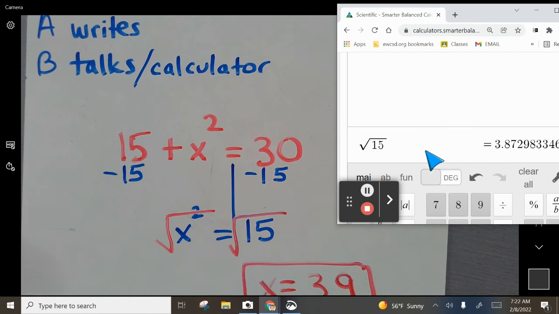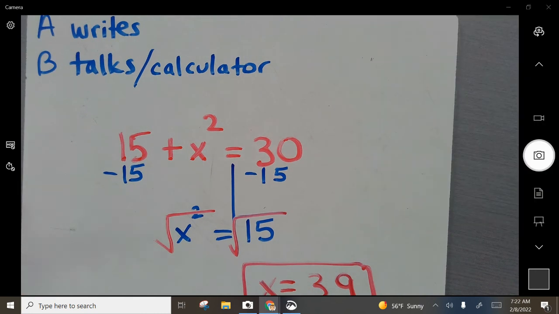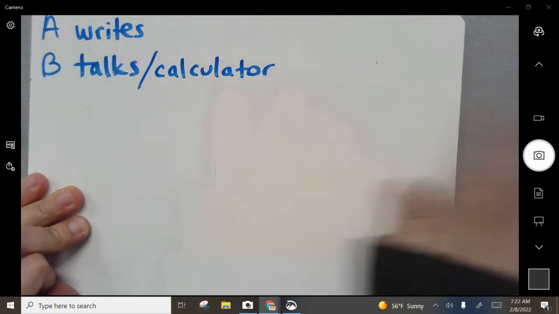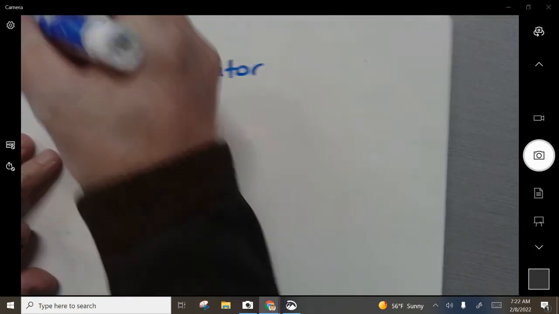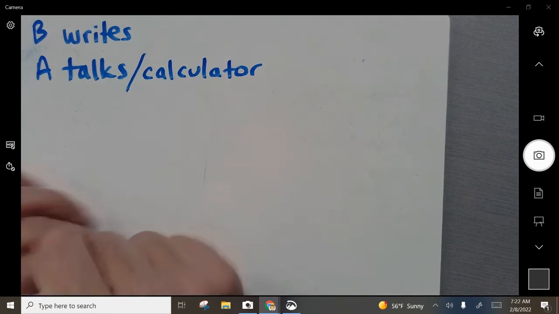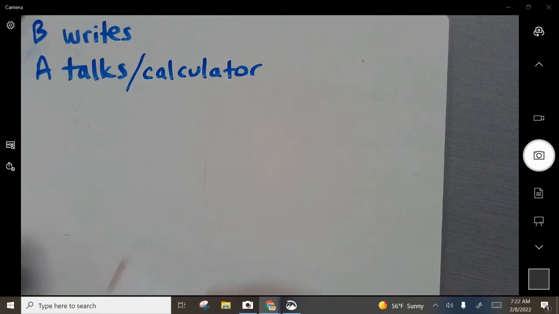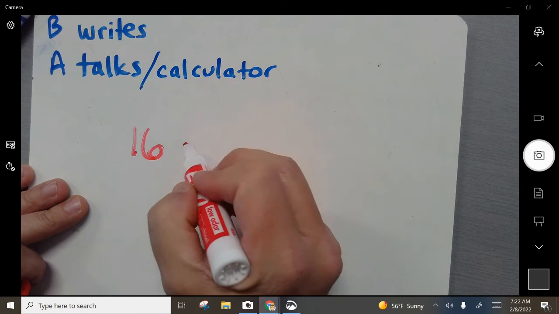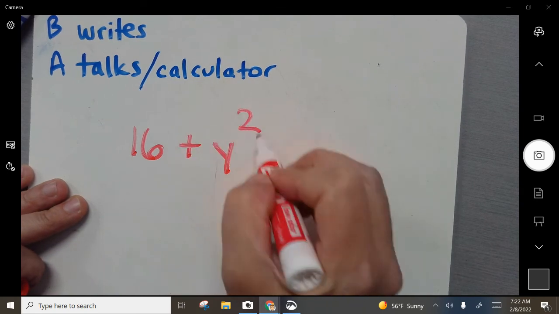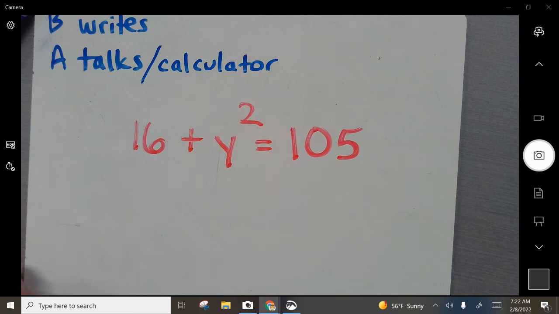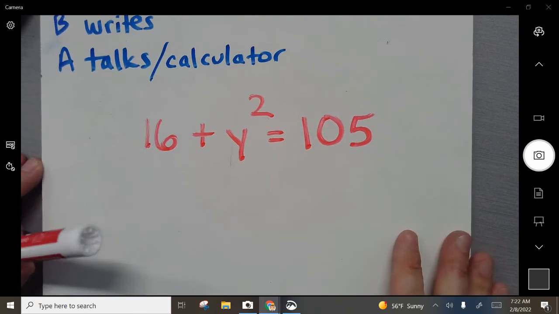Let me move my calculator out of the way here. All right. So erase your boards. And we're going to have B write, A talk. Let's try another one. All right. If I give you something like this, 16 plus y squared equals 105. Try this one out, guys. B writes it out, looks at A and says, what do I do?